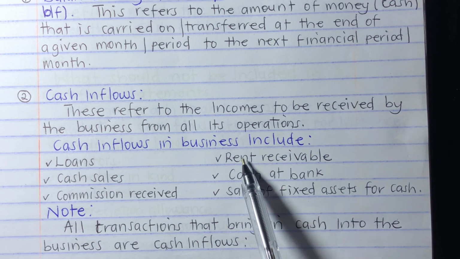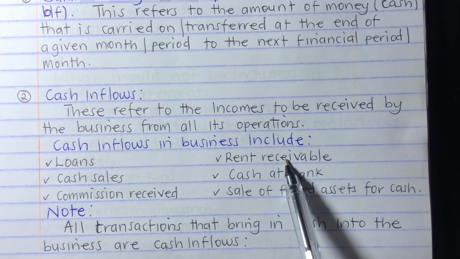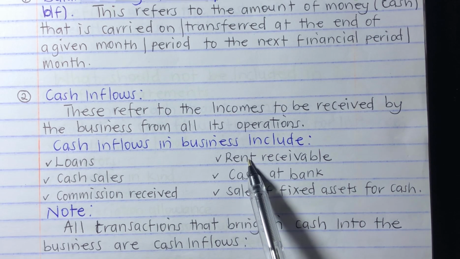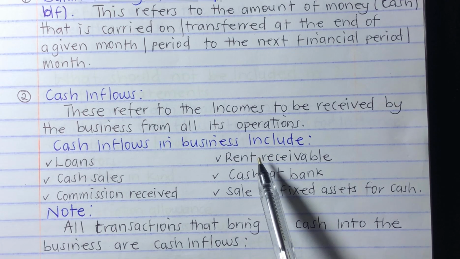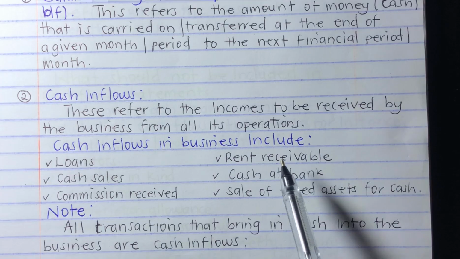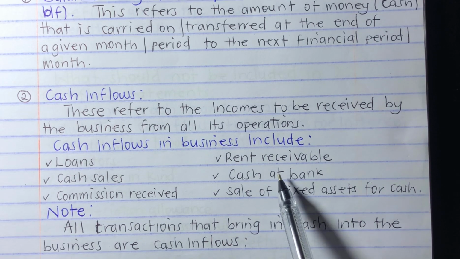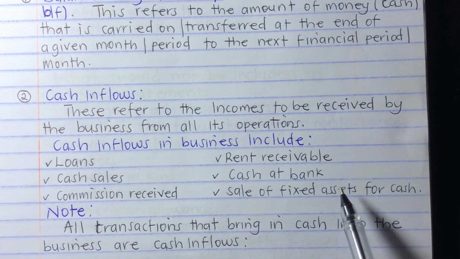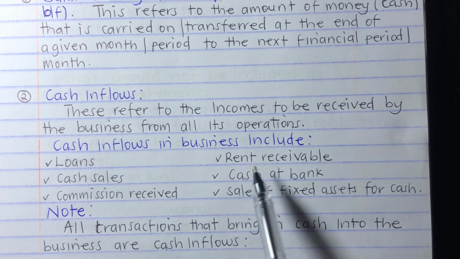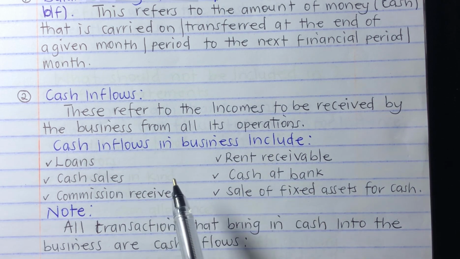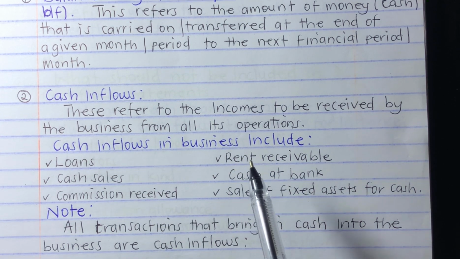Then we have what you call rent receivable. This is mostly the income received by landlords from their tenants. Take an example: you own rentals and then you receive rent from your tenants. That is what is called rent receivable. Then we have what we call cash at bank. Then there is cash at hand. Then sale of fixed assets for cash. That is all recorded under cash inflows when preparing a cash flow statement or a cash budget.